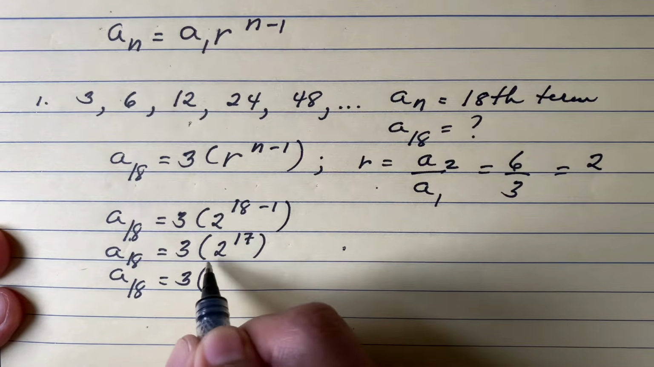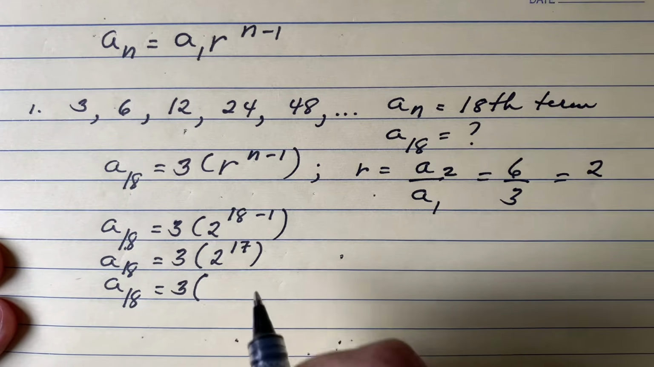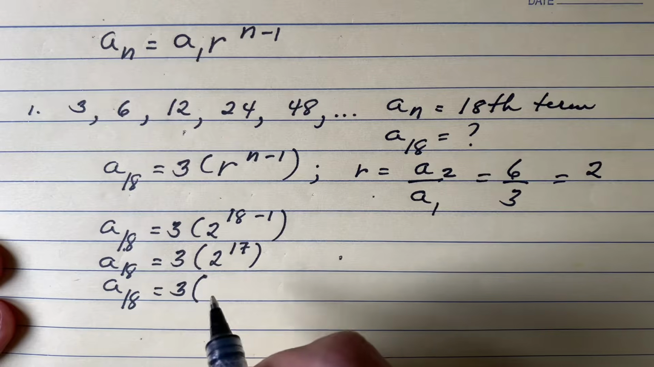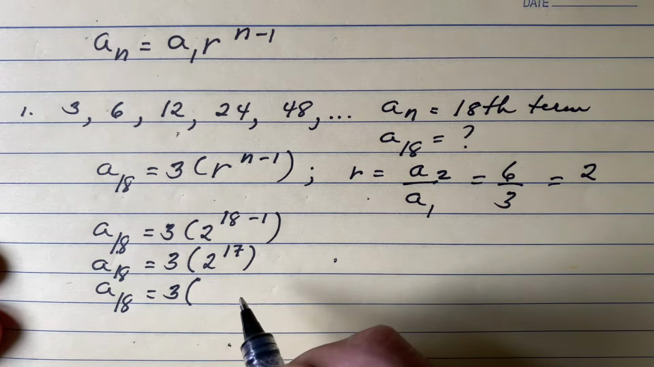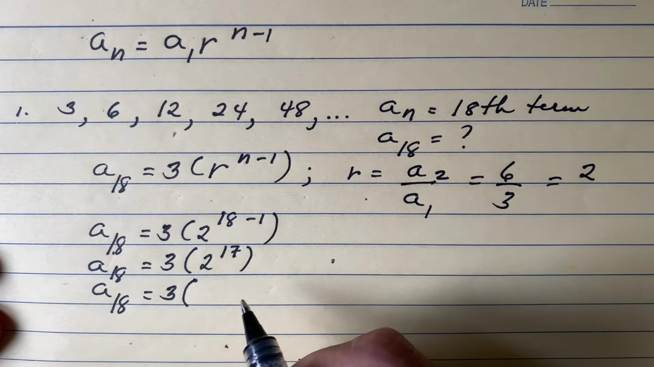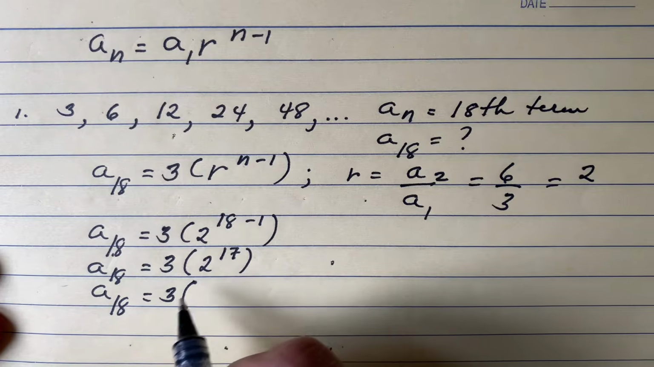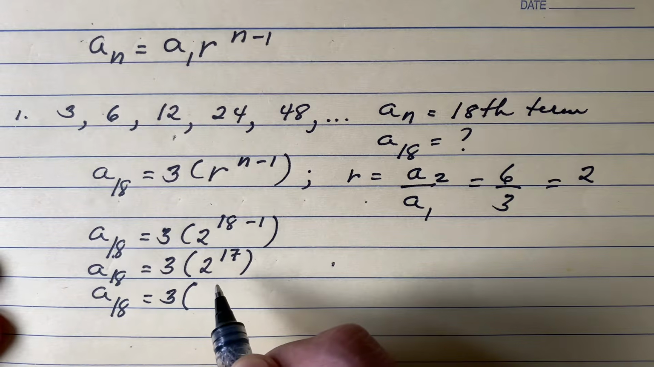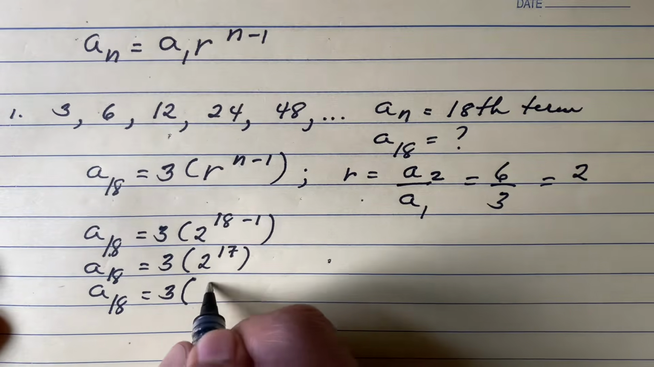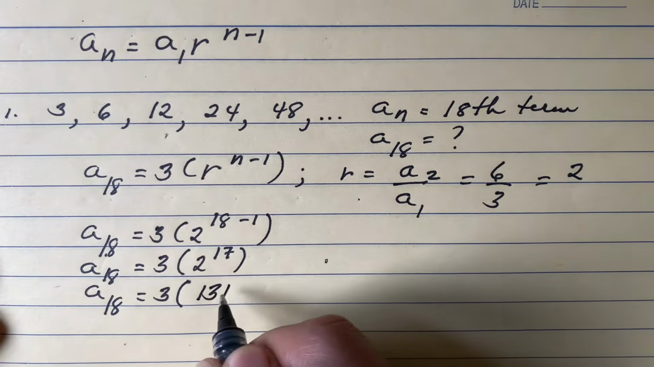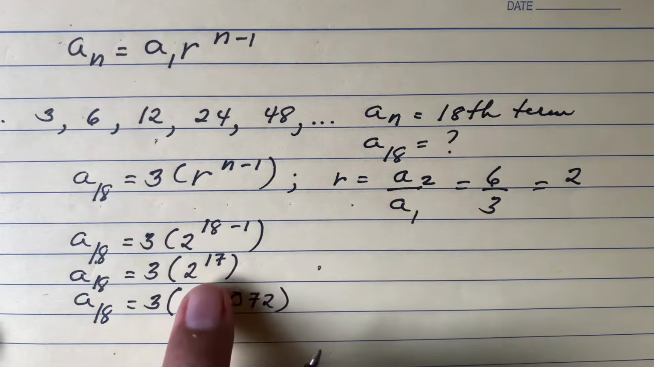So this means 2 times 2 times 2 times 2, and so on and so forth until you reach 17 times. This is multiplying 2 by itself 17 times. So 2 raised to the power of 17 is equal to 131,072. This is now the result.